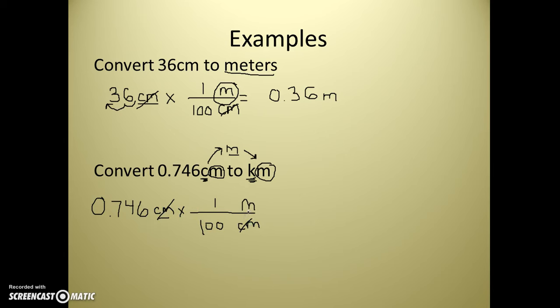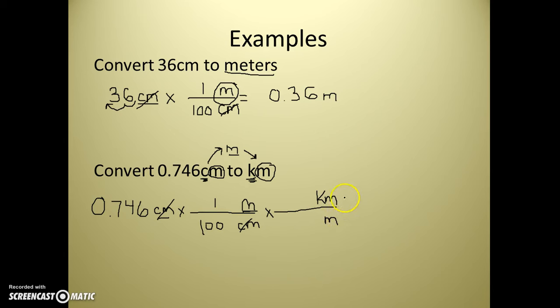But meters isn't what we want for our final answer. So we're going to go one more step. We're going to put the unit that we want, which is now kilometers, in the numerator. And what we have, meters, that's what we're left with at this point. It's going to go in the denominator.